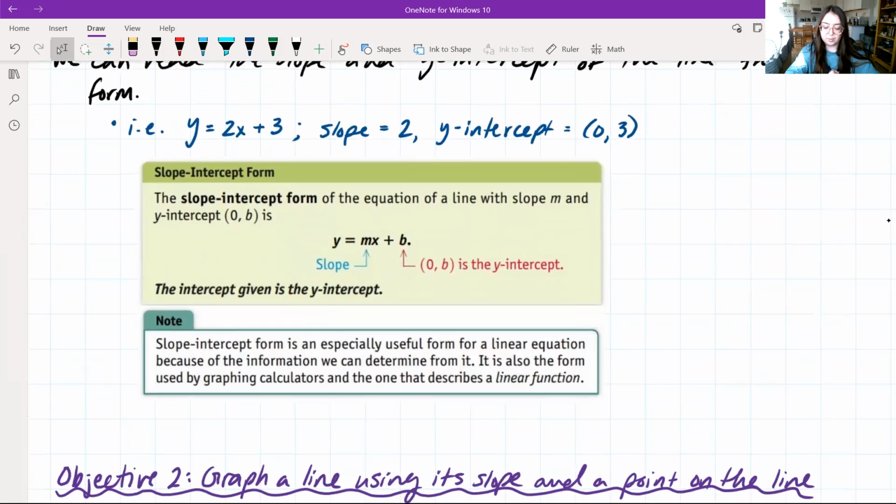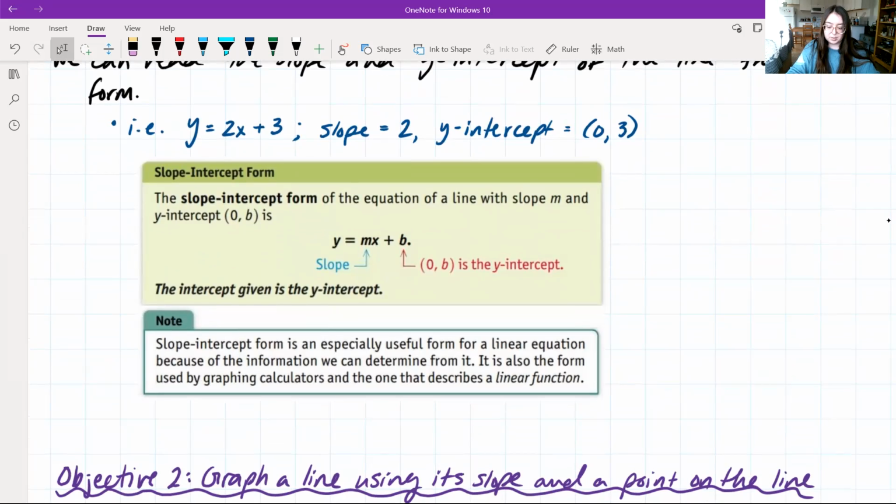So the slope-intercept form of the equation of a line with slope m and the y-intercept (0, b) is y is equal to mx plus b, where m is our slope and b is the y-intercept. Or when we write it as (0, b), since when x is 0 and y is a value, that is going to be the y-intercept. So whatever that value is of b, you always want to write it as parentheses 0, b, end parentheses. That's how we would write our y-intercept in that case.